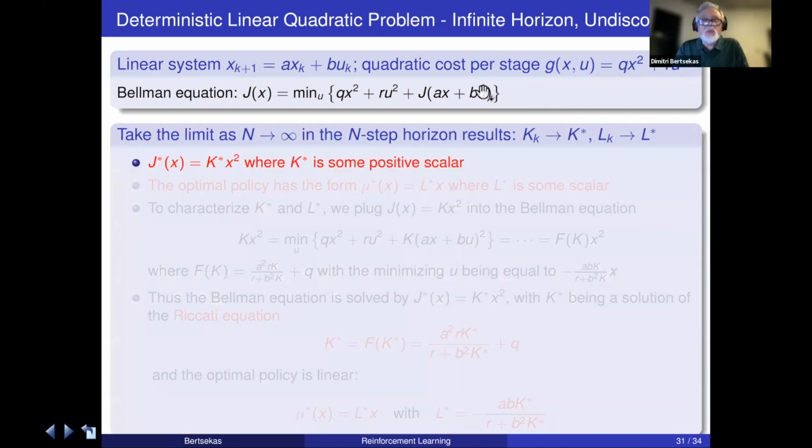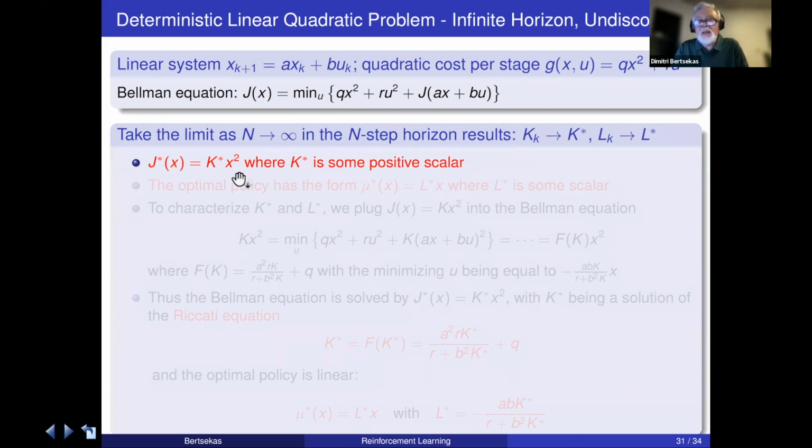So how do we solve this problem? Well, we may use the ideas of value iteration and take the limit of the n-step horizon results, which say that this sequence of generated K quadratic cost coefficients converge. To take the limit of that, they converge to some K star, and this L_k converges to some L star. And this suggests that the optimal cost function over an infinite horizon is of this form.